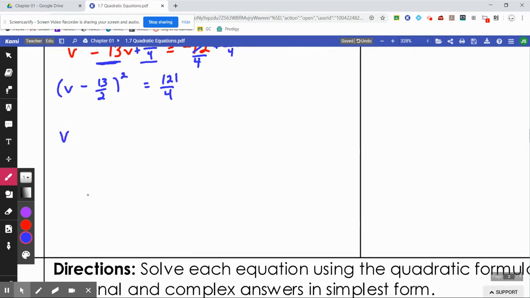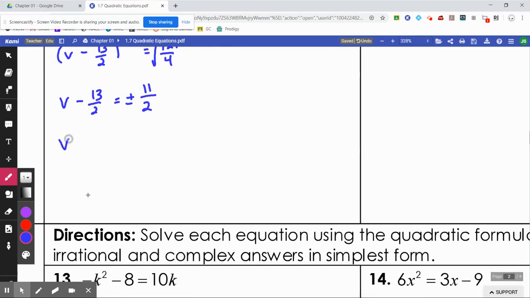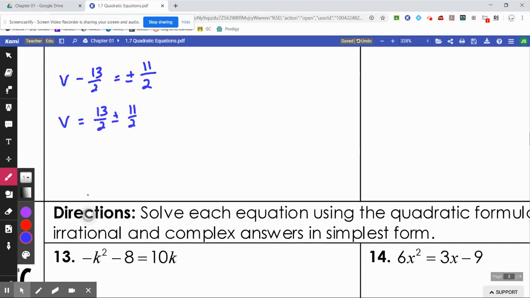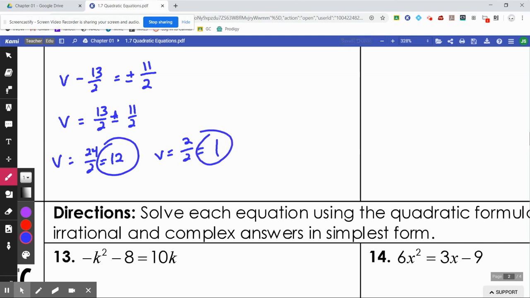To get rid of a square, we square root. So that'd be plus and minus the square root of 121 over the square root of 4. Move your 13 halves over. Gives you v equals positive 13 halves plus and minus 11 halves. So there's your two answers. V is equal to 13 plus 11, which is 24 halves, or 13 minus 11, which is 2 halves, which would be 1. So your two answers are 12 and 1.